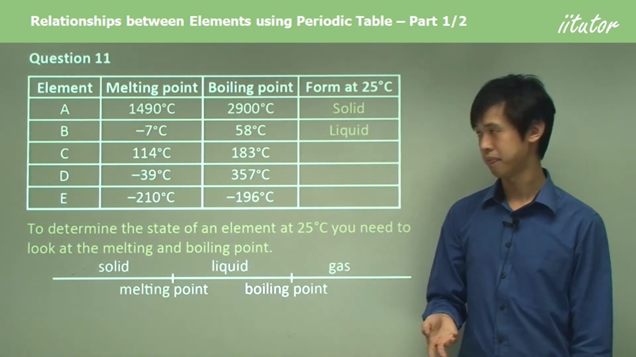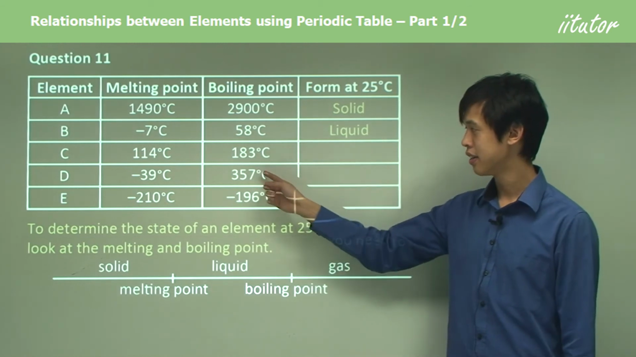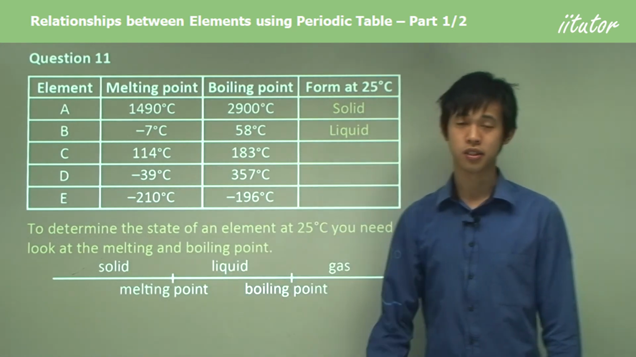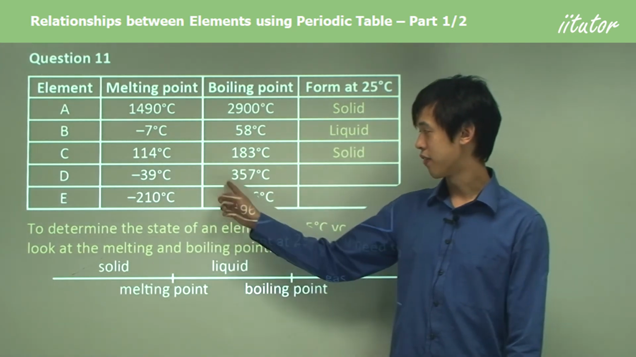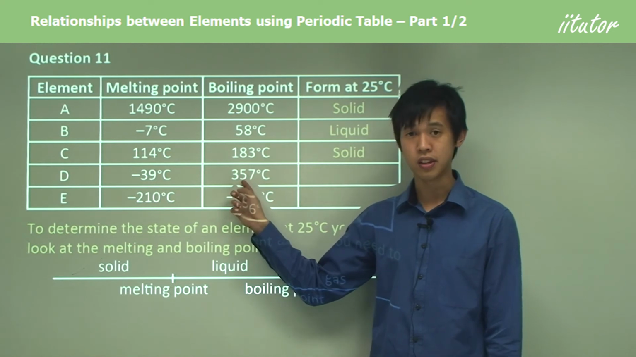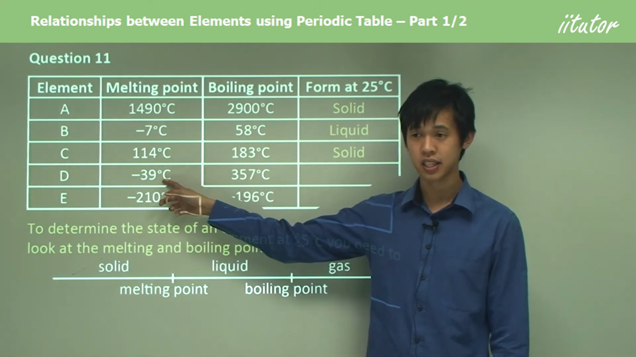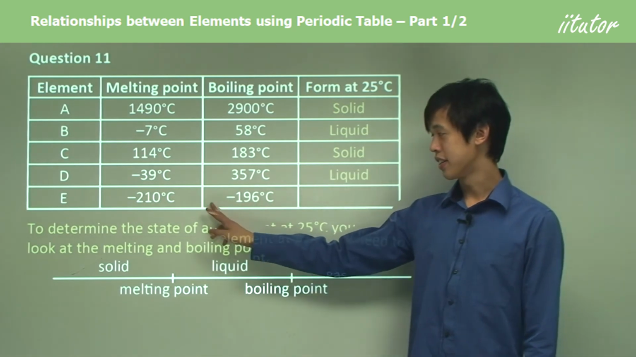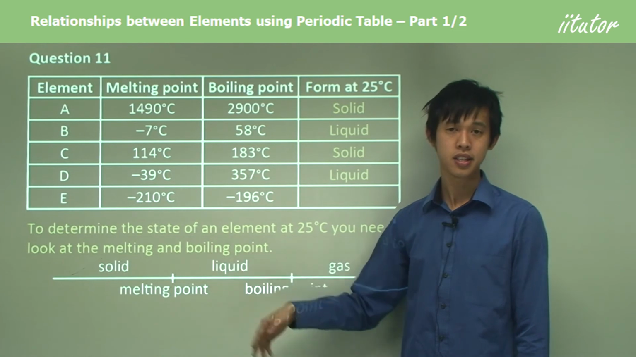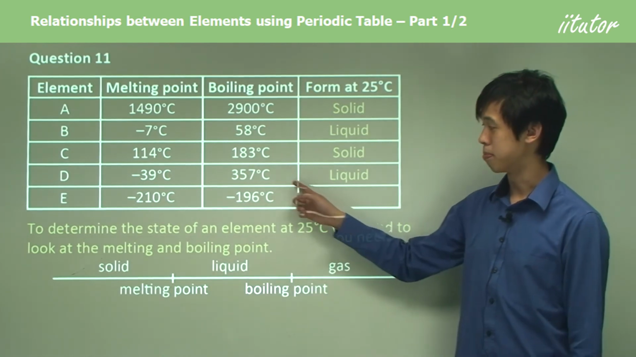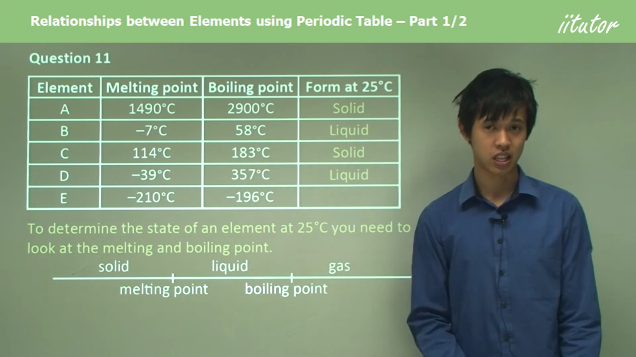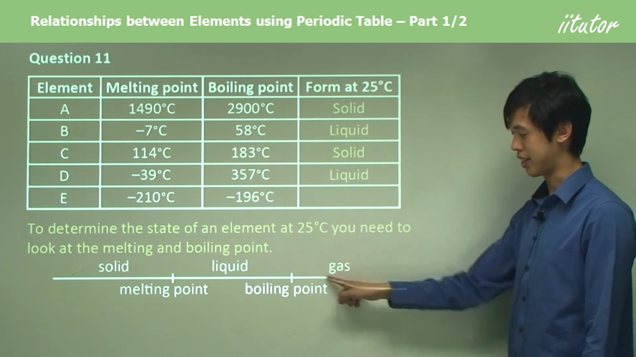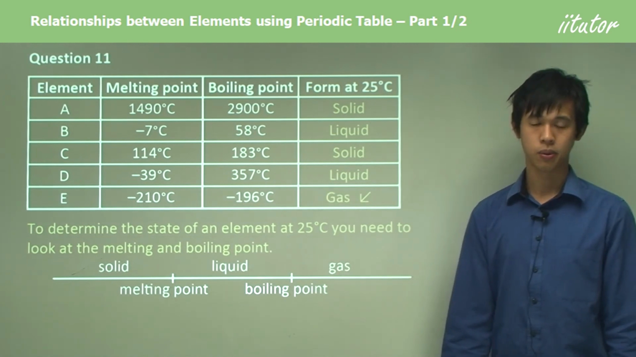Liquid is our answer. Okay, and if we go through the next one, 25 is less than 114, so it's less than the melting point, so it's a solid. And here, 25 degrees is less than 357, but bigger than -39, so it must be a liquid. And lastly, 25 degrees Celsius is much bigger than minus 196 degrees Celsius. So it's bigger than the boiling point, much bigger than the boiling point. So if it's bigger than this number, it's up here somewhere, we know it's a gas. And that's how we answer that question.